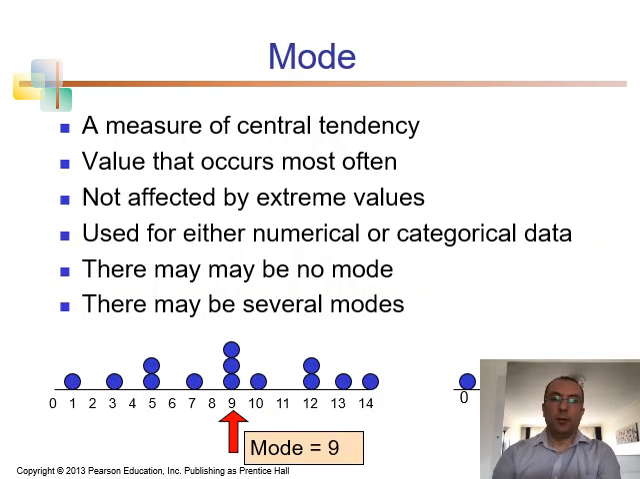Now the mode is the most frequently observed value. There might be no modes, there might be several modes. For example, in this example, the highest frequency observation happens at this location. So number 9 is the mode.